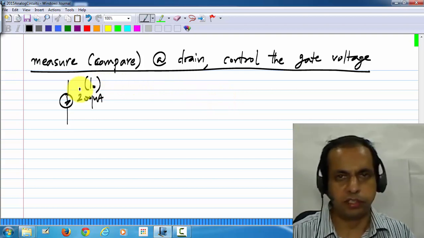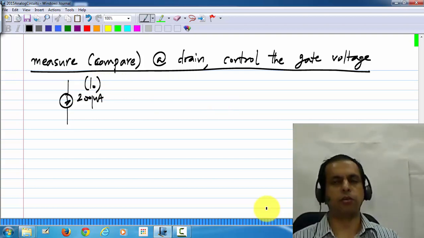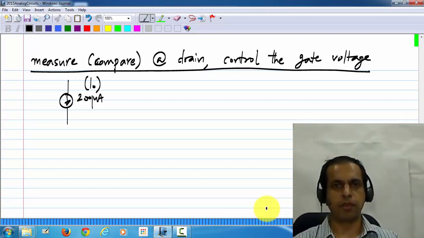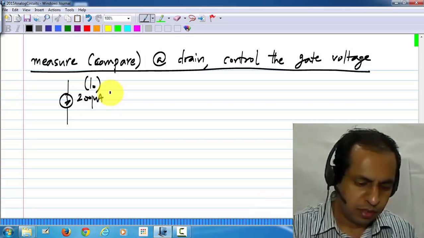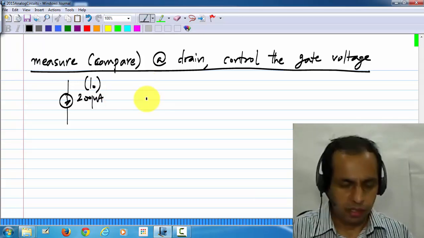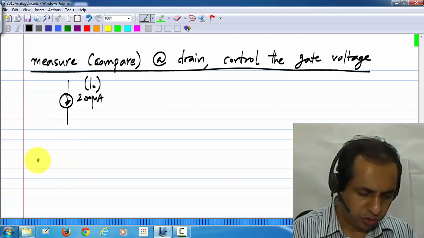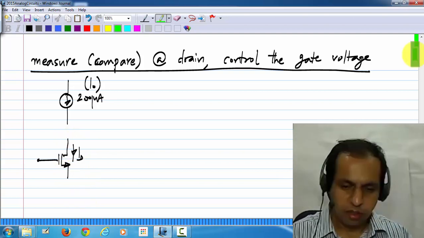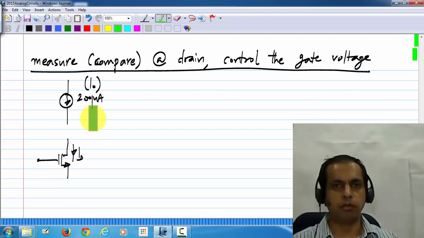How to make this current source we see later, because in an electronic circuit everything has to be made using transistors, and there are ways of making a current source also using a transistor. So this current source is available, and what is it that we want to do? We have a transistor, and the drain current of this must become equal to I naught.